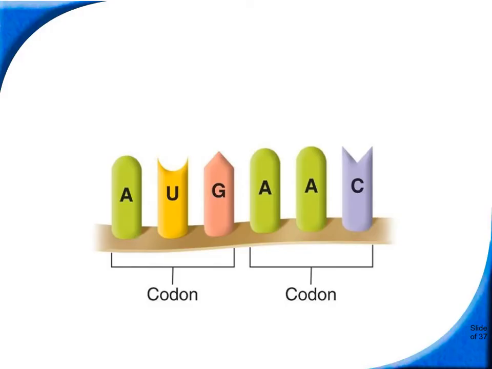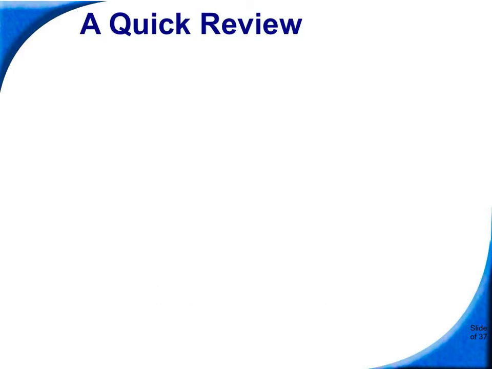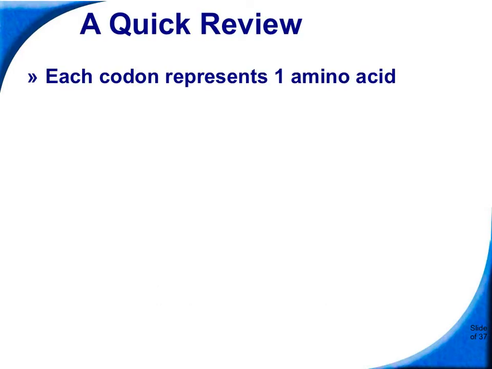So now we need to learn a new word, and the word is codon. All a codon is, is a sequence of 3 bases. So in this picture, one of the codons is AUG. And a second codon is AAC. So anytime we have 3 bases together on our mRNA molecule, we call that a codon. Each codon is responsible for one amino acid.